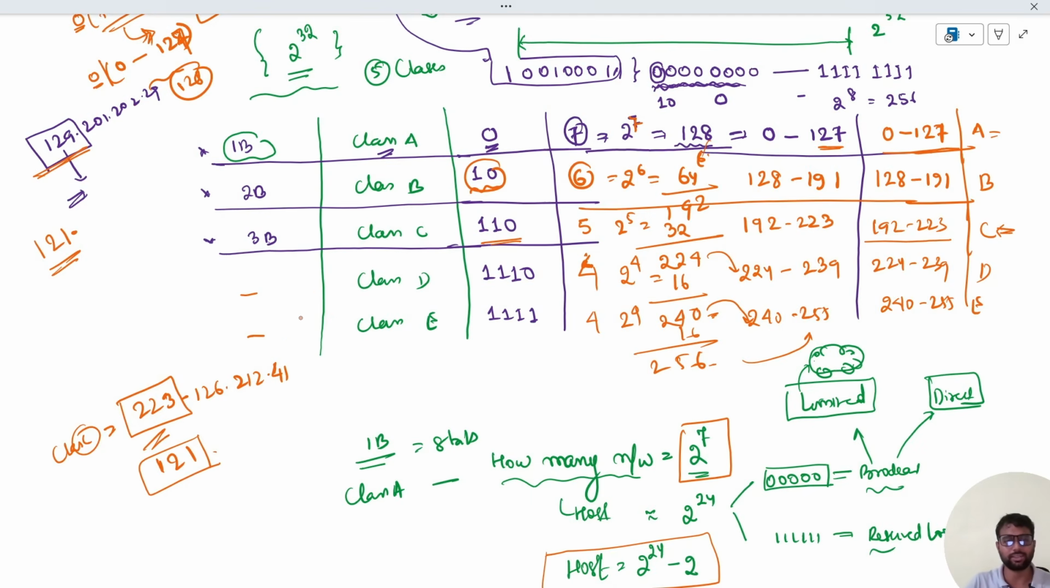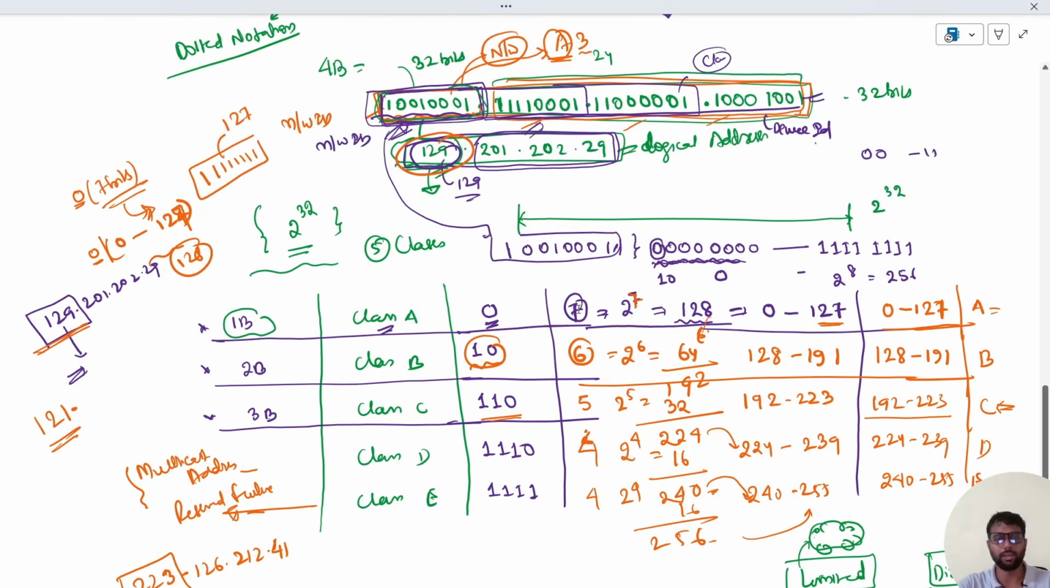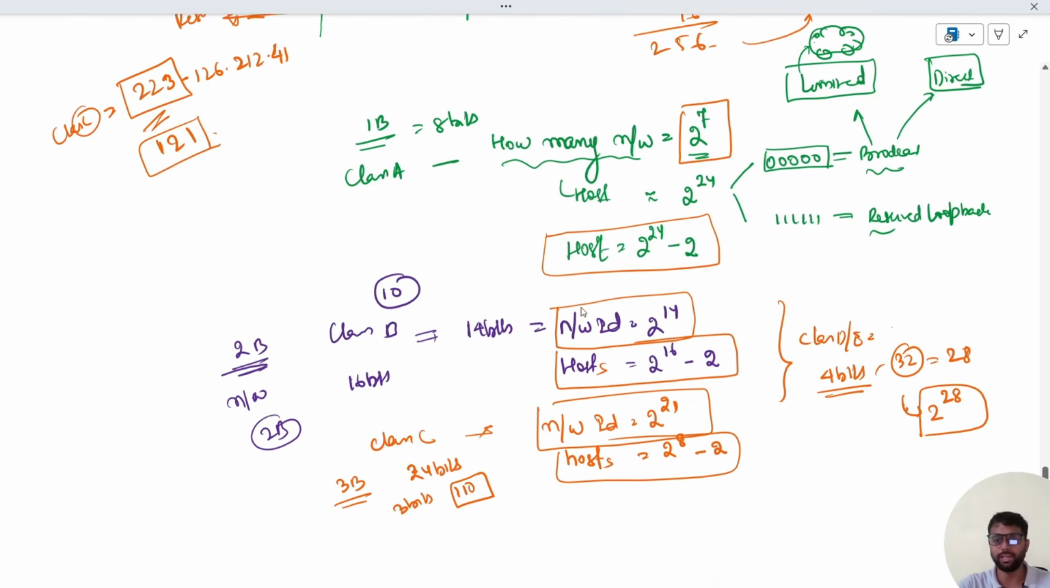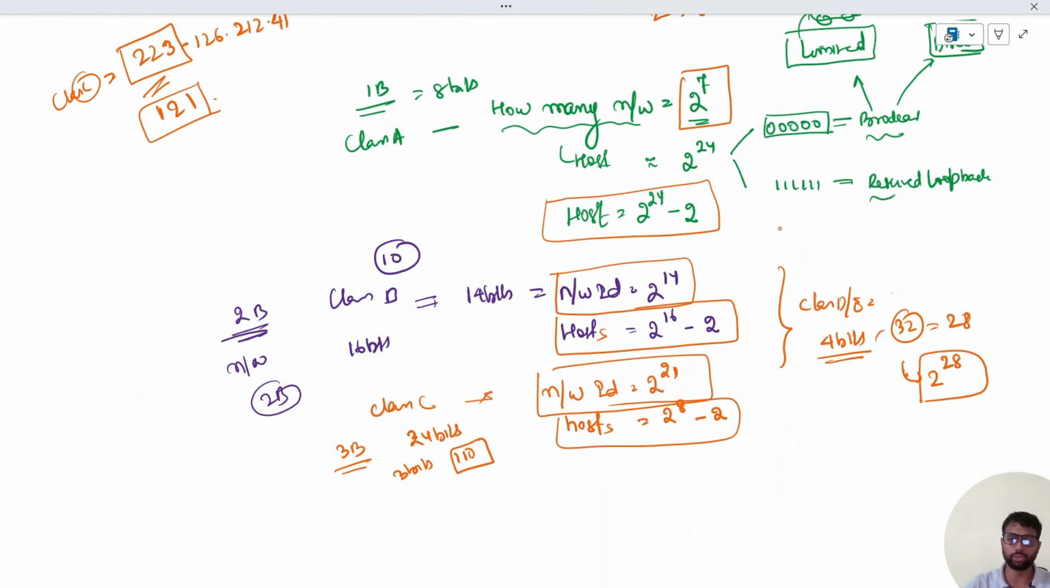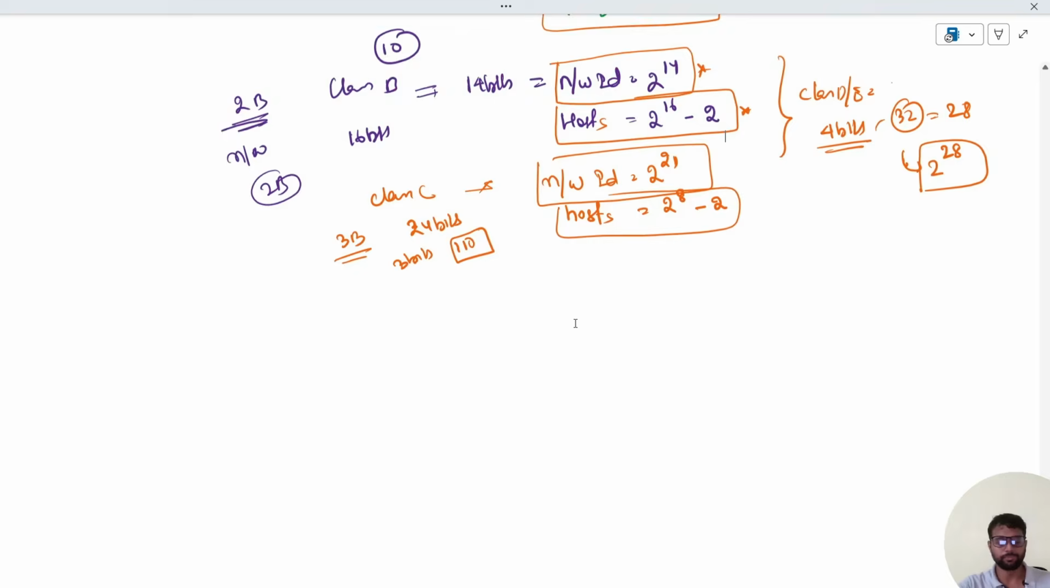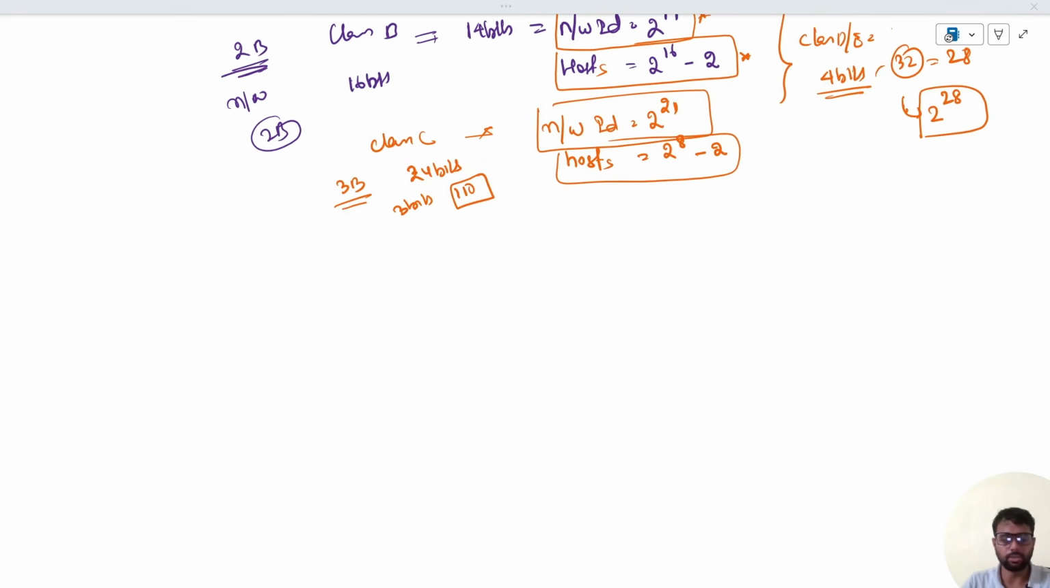Class E is reserved for future use, and class D is for multicast addresses. Just remember this. I hope now it is clear what the different classes are and how many network IDs and host IDs we have. That could be one of the most potential questions to come, so you have to remember this. Now let us understand what a subnet mask is.